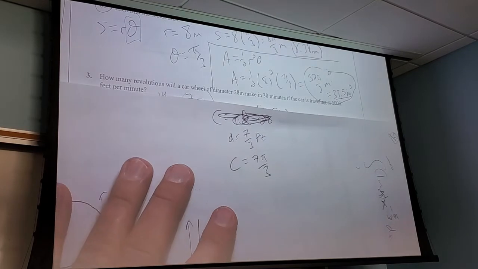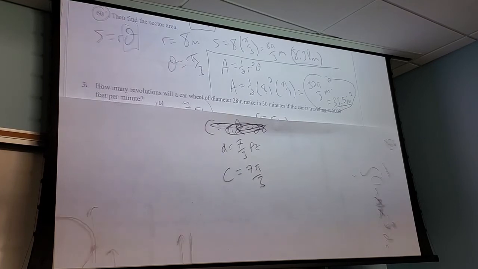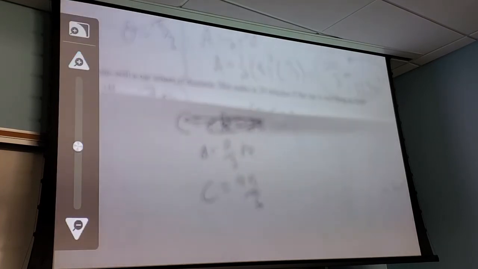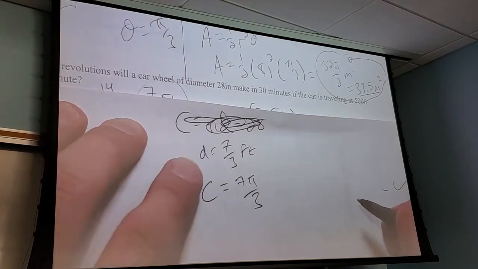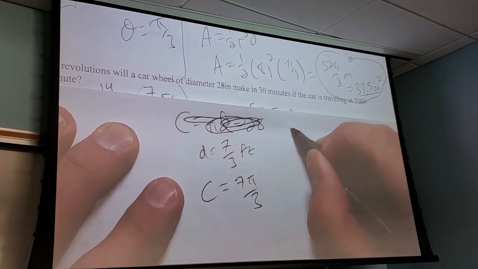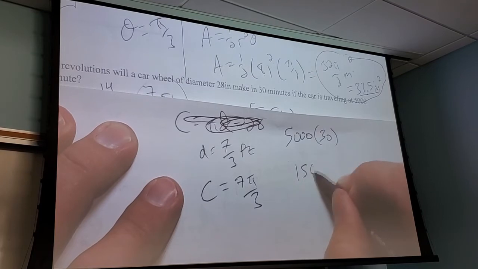How far did the car go? This is a very simple question. How fast is the car going? 5,000 feet per minute. And how long did it travel for? 30 minutes. So how far does it go? 150,000.